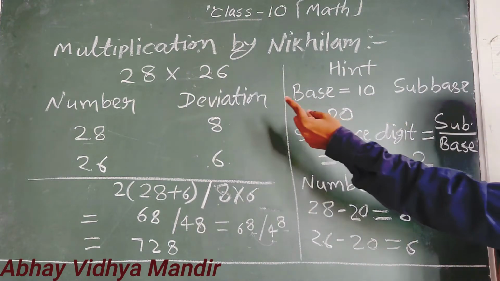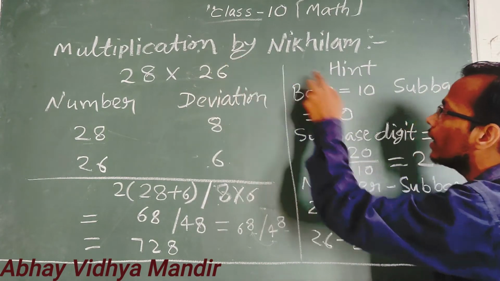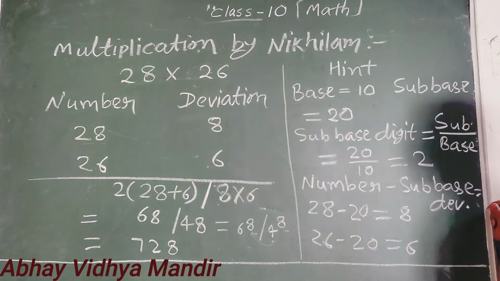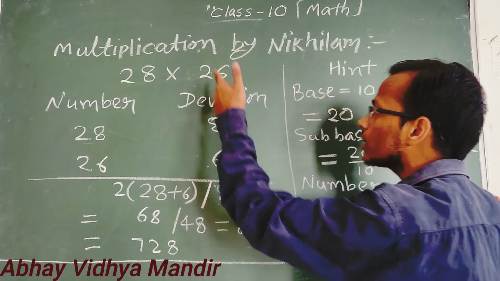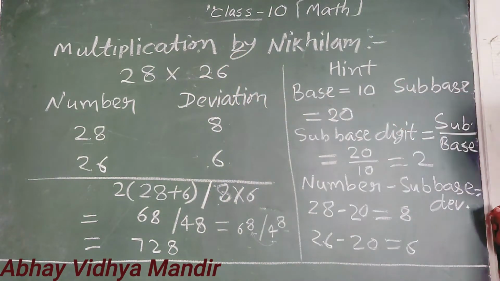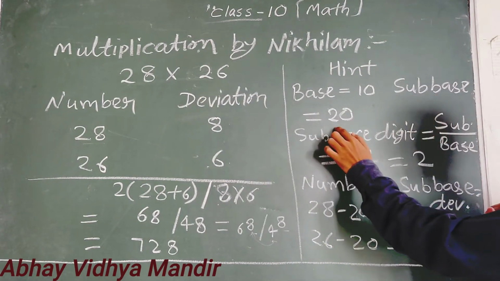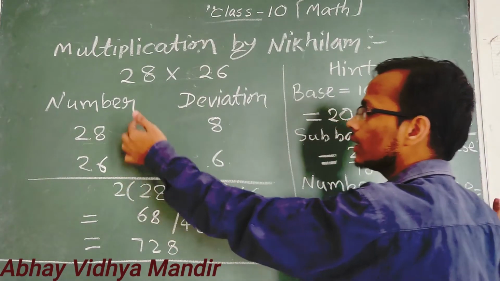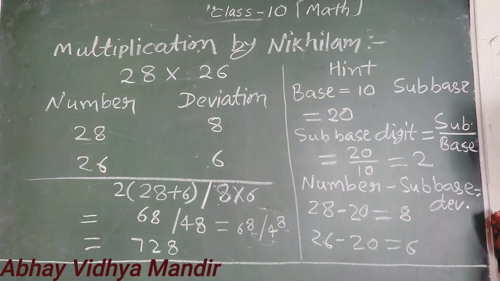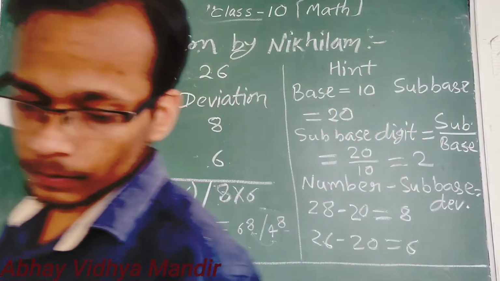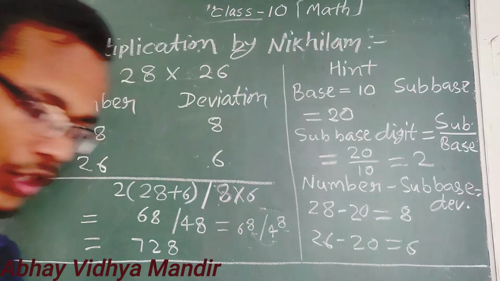Here, if the number is a 2-digit number, then we take this 10. If the number is a 3-digit number, we take 100. And the subbase depends on the number, on which category they are in. Okay. Let's see the next example.